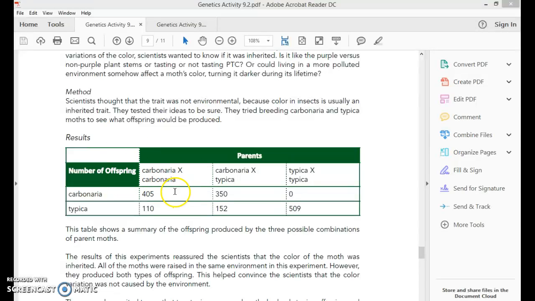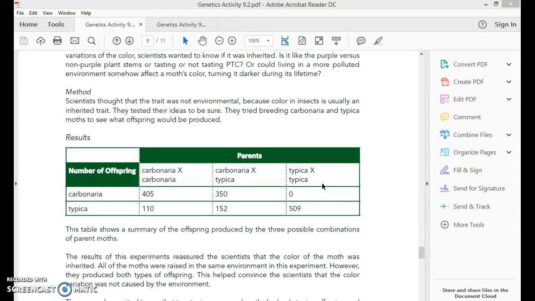So we see if two Carbonaria are crossed, they can have either type of variation in their offspring. If one of each is crossed, there can be either type of variation. But when a Typica and a Typica are crossed, there are no Carbonaria. They're all Typica. So Typica and Typica can only make Typica. So hopefully, your wheels are spinning and you're thinking, Typica is probably the one that is the recessive allele. So hopefully you're recognizing that it's following the same model.